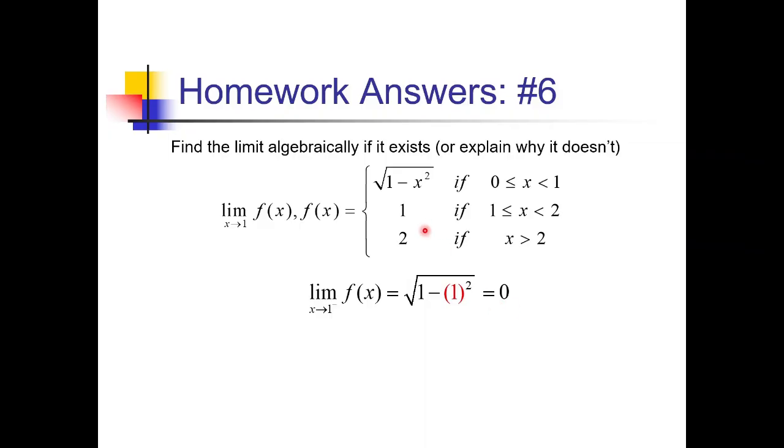Next up, I have to plug 1 into the second rule to get the right side limit. Now, when I do this, my second rule is just a constant function of 1. It always gives me 1 no matter what I plug into it. So the right side limit is just going to be automatically this 1 right here. Now, since 0 and 1 are not the same thing, since our left and our right side limits don't match, that means that my overall two-sided limit does not exist.